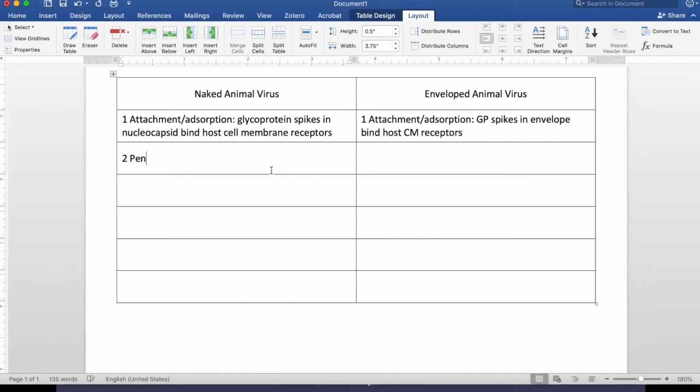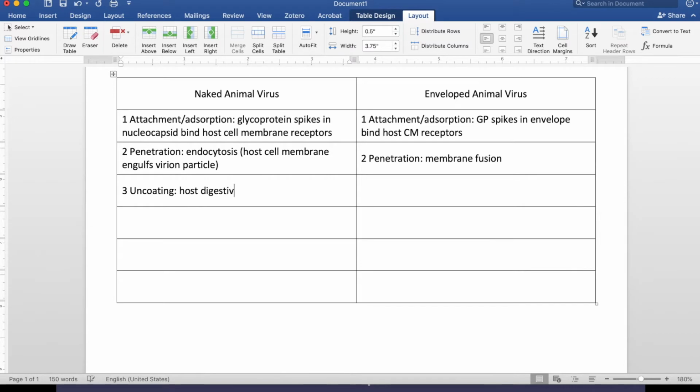So 2, penetration. For naked animal viruses, this is a process called endocytosis, or the host cell membrane engulfs the virion particle. Here for penetration, for an enveloped virus, we call this membrane fusion. We have the release of that whole nucleocapsid into the cell. For the naked virus, inside the endosome, there must be uncoating. So host digestive enzymes break down protein, let's say capsomer proteins, releasing nucleic acid.